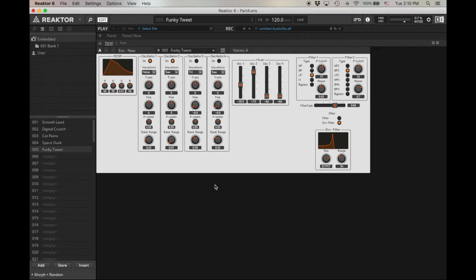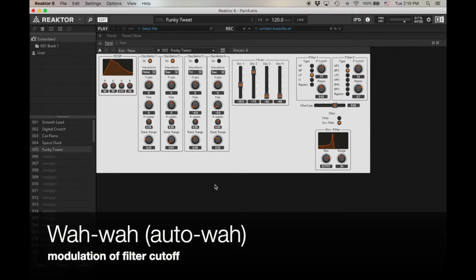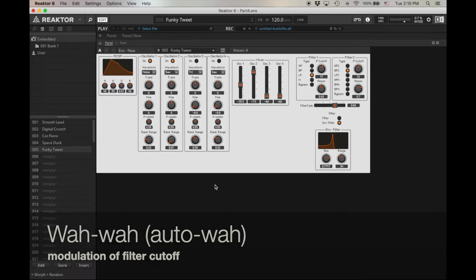Now, just to be clear on our terms, vibrato is an LFO modulation of pitch, of frequency. Tremolo is an LFO modulation of amplitude. And the auto wah is a modulation of timbre. Specifically, it's going to be the cutoff frequency of a filter moving up and down with an LFO.